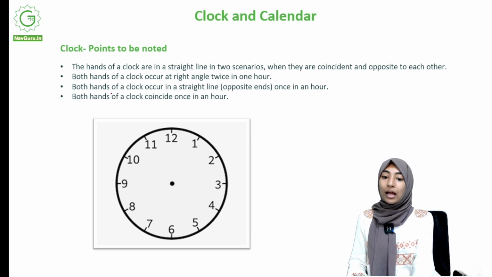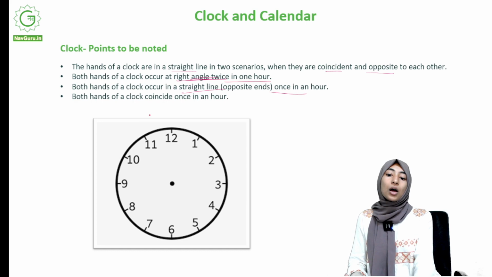Basically, when are the hands of a clock in a straight line? When they are coincident and opposite to each other. When do the hands of a clock occur at right angle? How often does this happen? Twice in an hour. When do the hands of a clock occur in a straight line? Once in an hour. When do the hands of a clock coincide? Again, once in an hour.